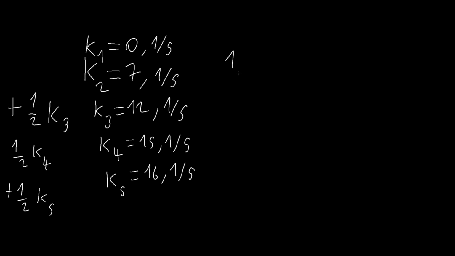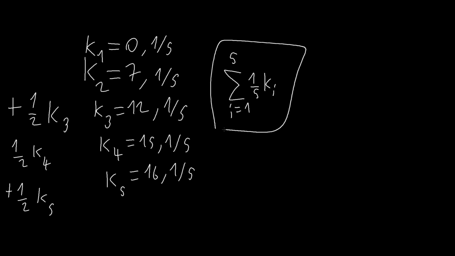Now what we can do is write it in a notation. We can say from i equals 1 to 5, 1 over 5 multiplied by k of i. So this expression is going to give us the answer that we are looking for.